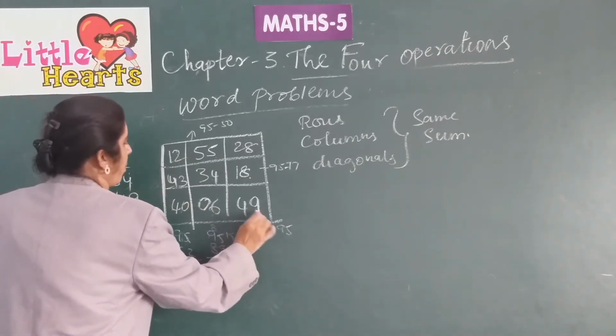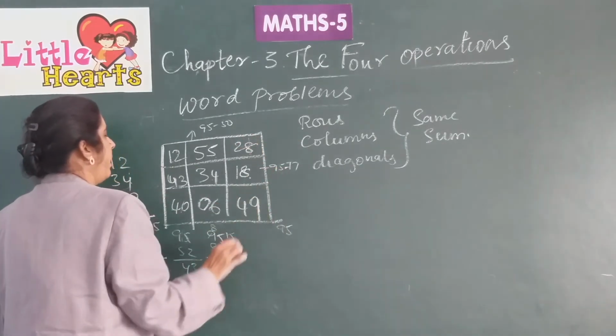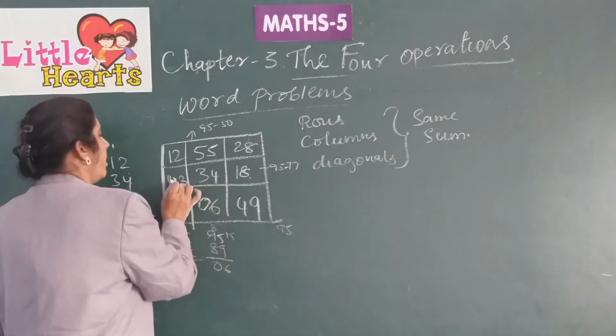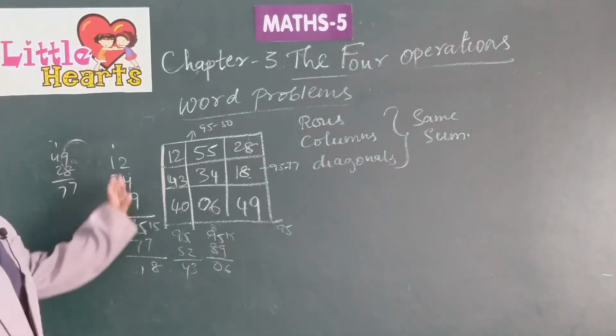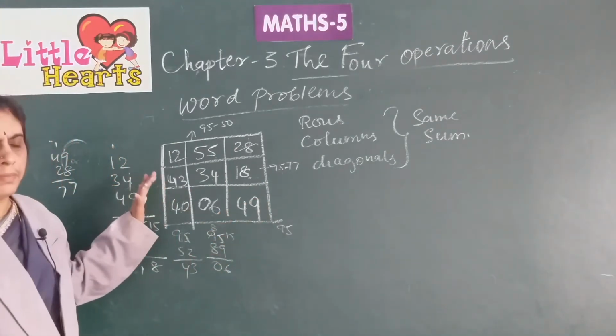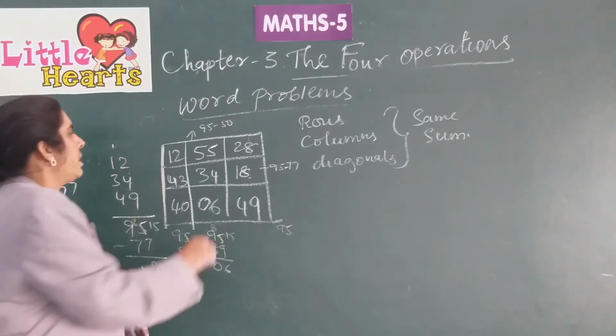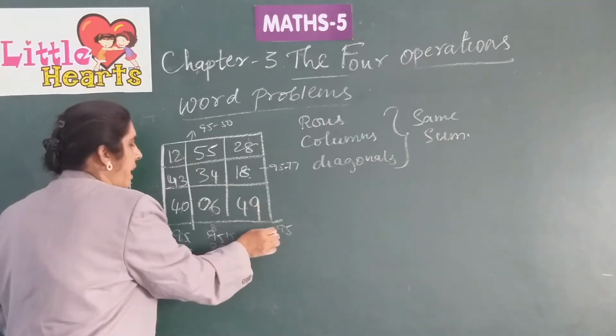If you add this column wise, you get 95. Here also 95 you get. This is a magic square. Either you add in rows, columns or diagonals, you get the sum 95. Just one diagonal is given here. The sum of these numbers is 95.